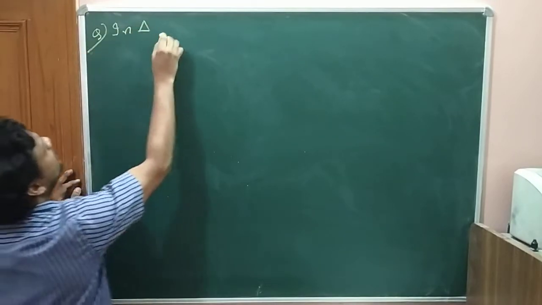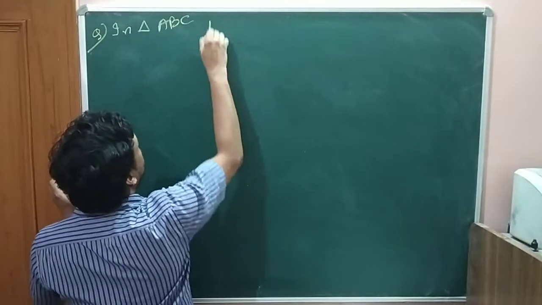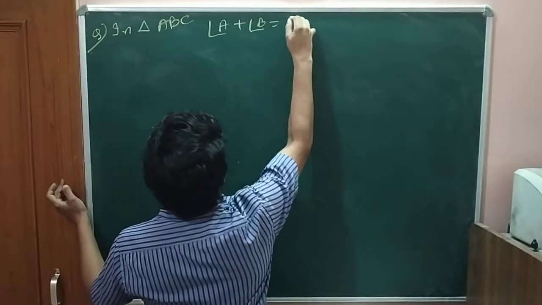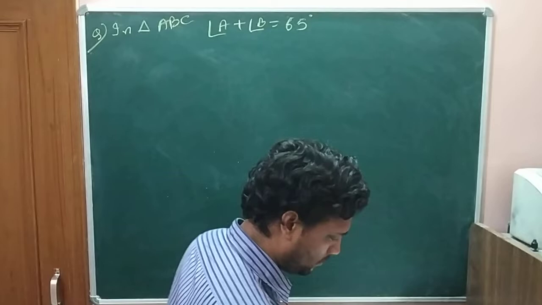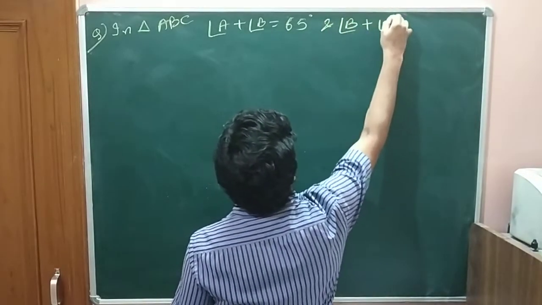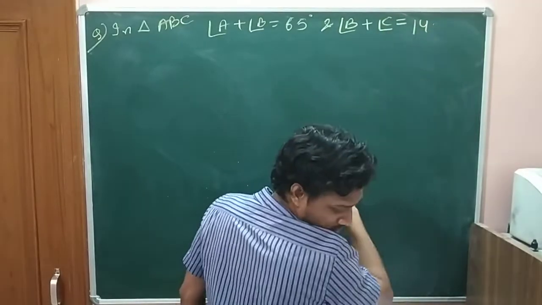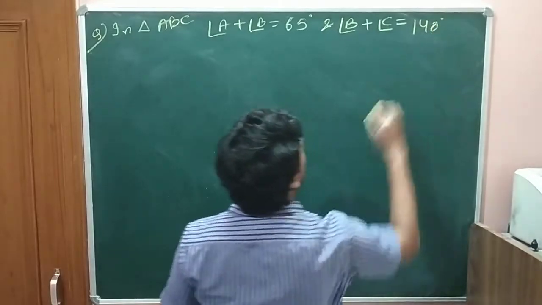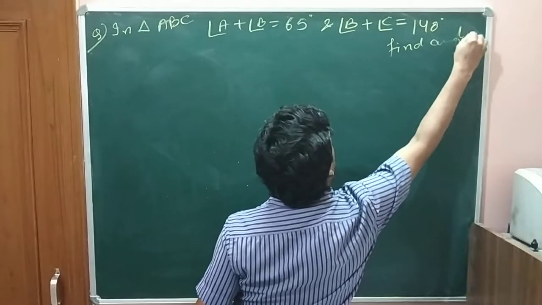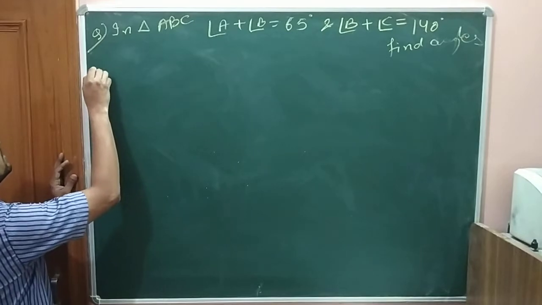In triangle ABC, angle A plus angle B equals 65 degrees, and angle B plus angle C equals 140 degrees. Find all the angles. Now see how to solve this.